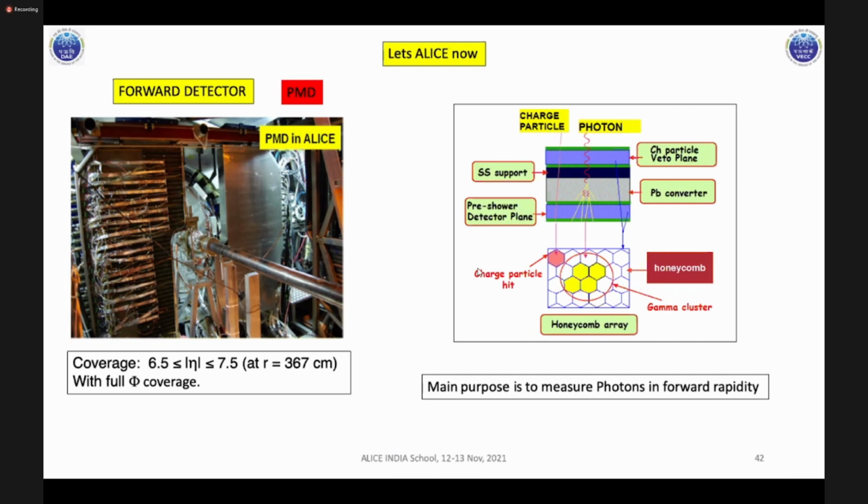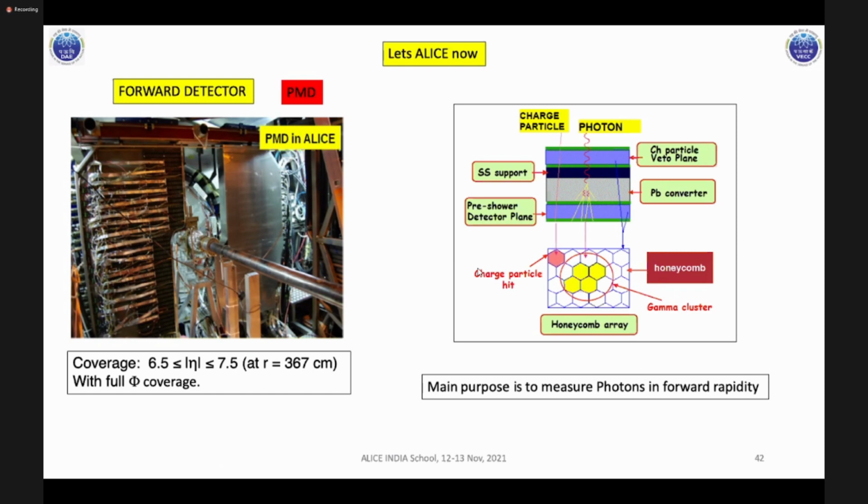So many signals in the last layer. So no signal at the first layer, many signals at the last layer will tell you it's a photon. So this is the way this photon multiplicity detector used to work. And there is a lot of data, and I guess many people are also analyzing this data these days.